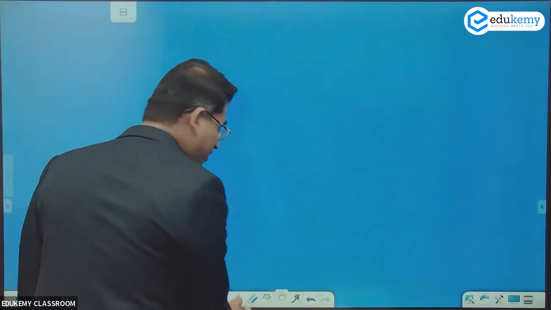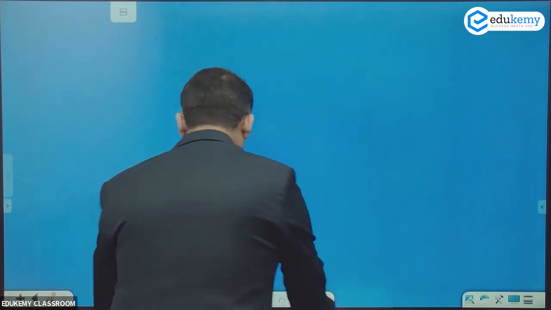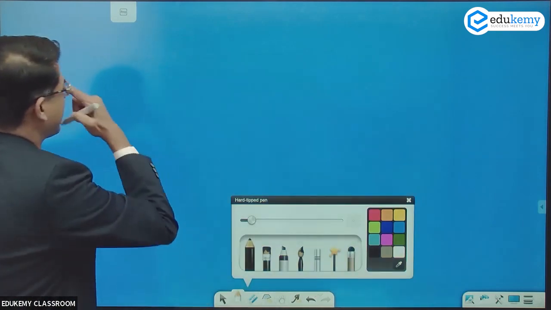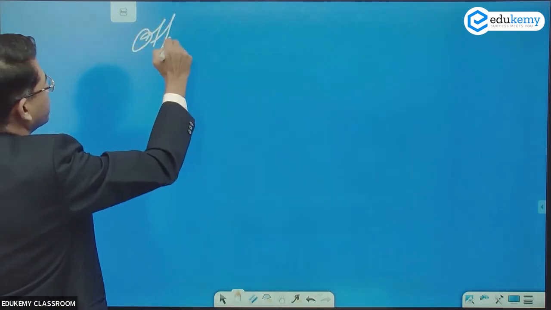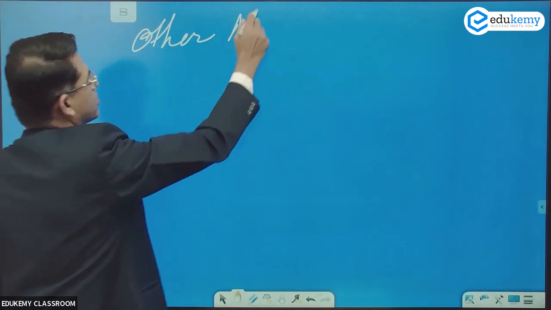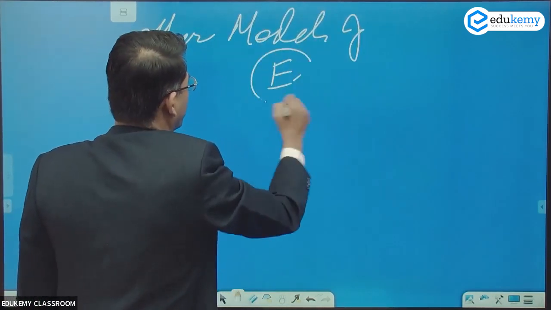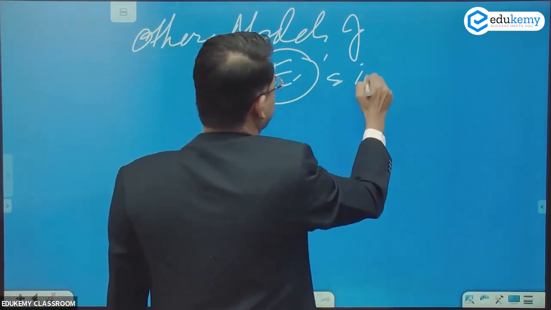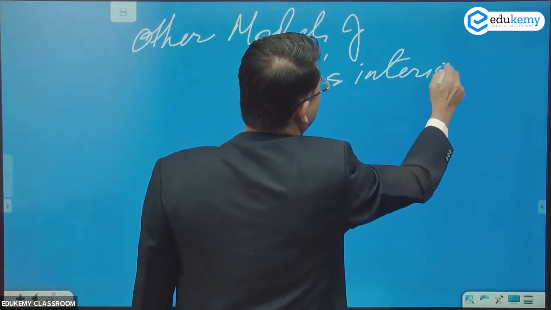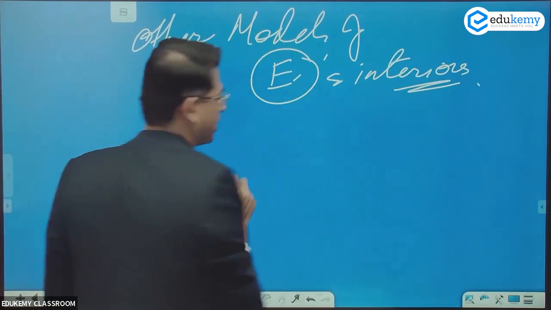Now, some of the other models. I told you there are 3-4 models. They will not ask you those questions, but just for the sake of your understanding, there are certain other models of Earth's interiors. You just need to know some of the names.